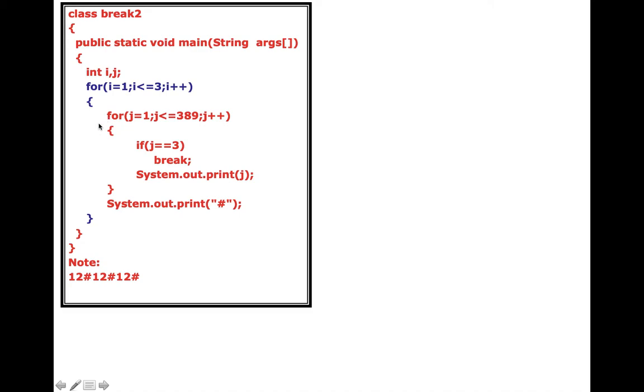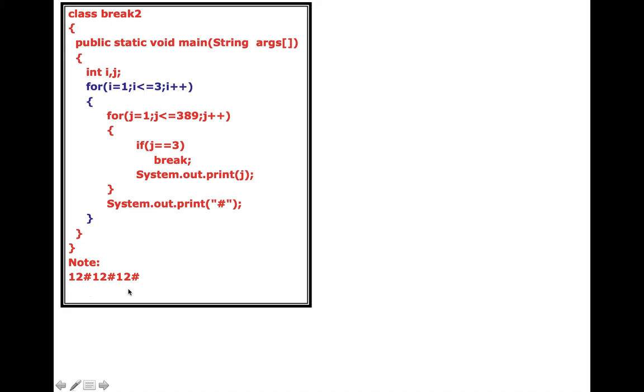Now the same procedure will repeat and again it will display 1, 2 hash. Again what will happen? I will take the value 3 and the same procedure will repeat again. So that's why you got the output 1, 2 hash, 1, 2 hash, 1, 2 hash.